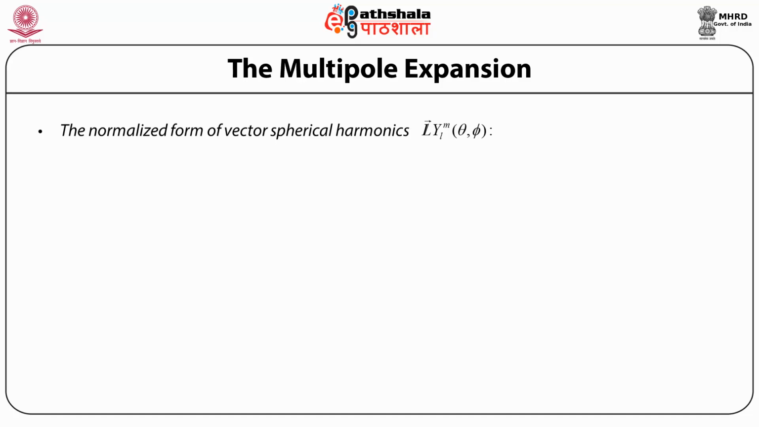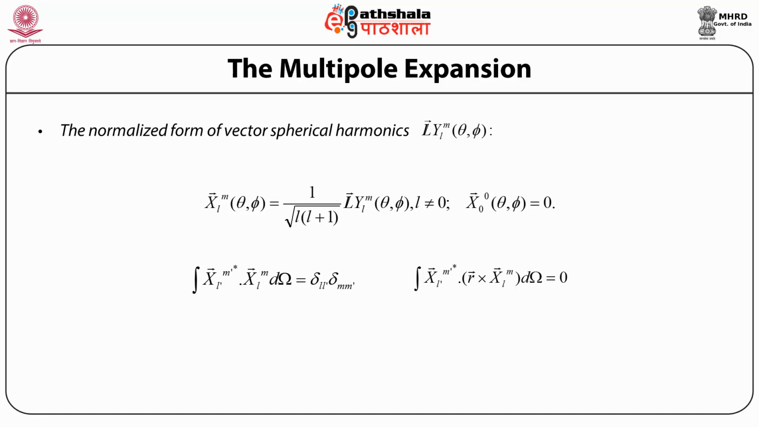The normalized form of the vector spherical harmonics L⃗ Y_Lm(θ,φ) gives X⃗_Lm(θ,φ) = 1/√(L(L+1)) L⃗ Y_Lm(θ,φ), where L is not equal to 0, and X₀(θ,φ) = 0. The integral of X⃗*_L'm' · X⃗_Lm dΩ = δ_LL' δ_mm', and the integral of X⃗*_L'm' · (r⃗ × X⃗_Lm) dΩ = 0.